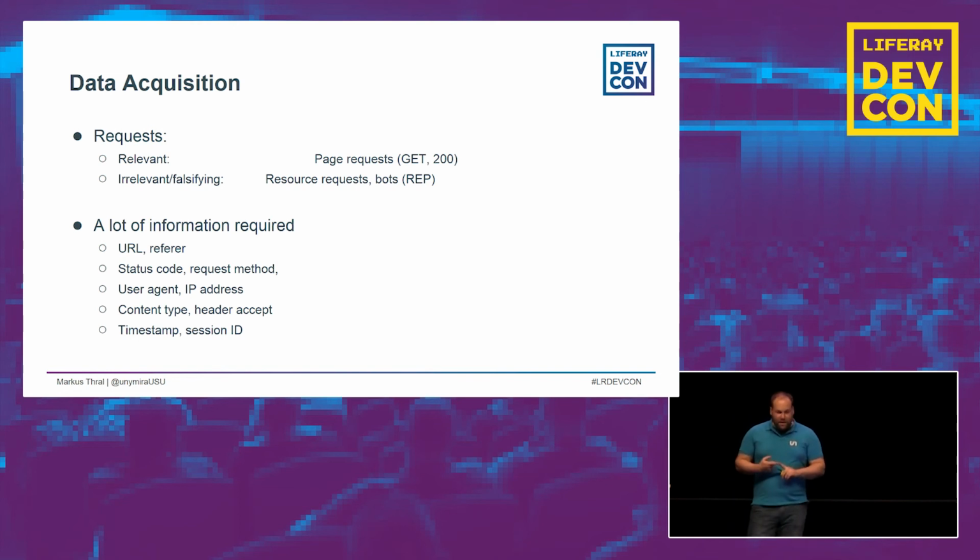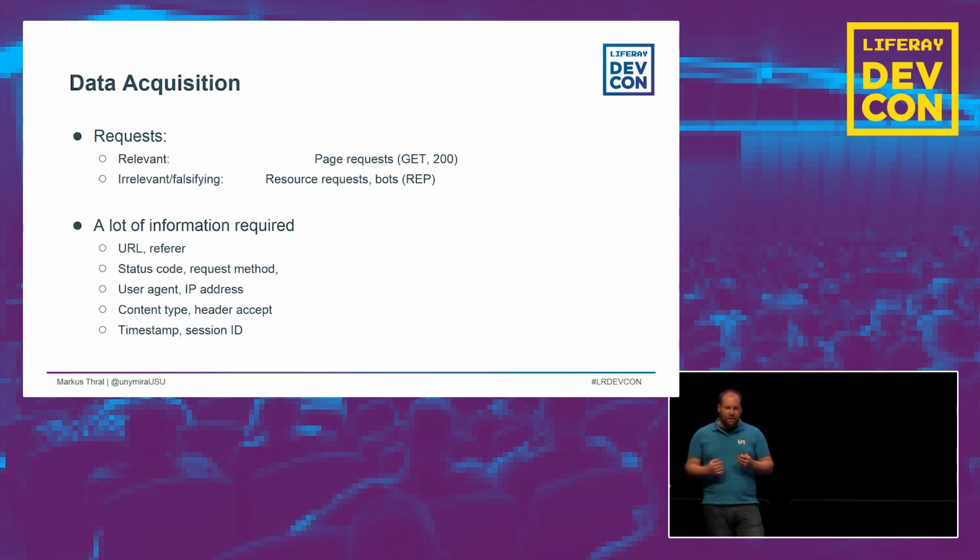Now we have a lot of requests which are sent to the application server or the web server, but we don't want to have the irrelevant ones, or we want to ignore them, the falsifying ones. Relevant are every page request with the HTTP method GET and the status code 200. What we don't want to have are resource requests. They're not interesting for us.